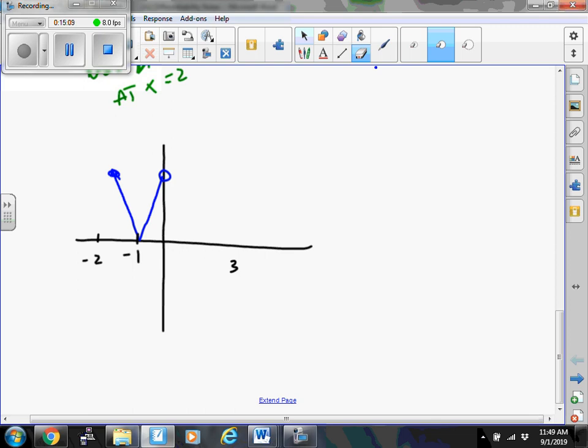It's closed at 0, loops up and comes around to 3, but at 2, you have a hole or a removable point of discontinuity. And there is a point down here, and that occurs at 2.